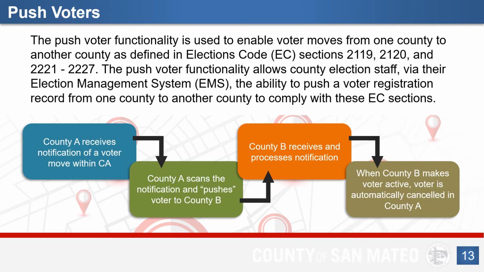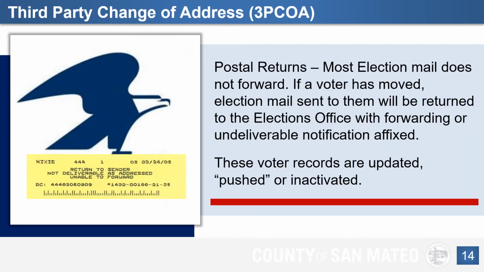When we receive third-party change of address notifications, we sort them into in-county, out-of-county, out-of-state, and undeliverable categories. In-county addresses are updated, out-of-county voters are pushed to the new county. Out-of-state and undeliverable voters are inactivated. Notices are sent to all.